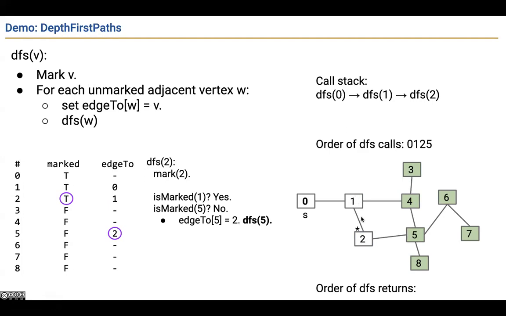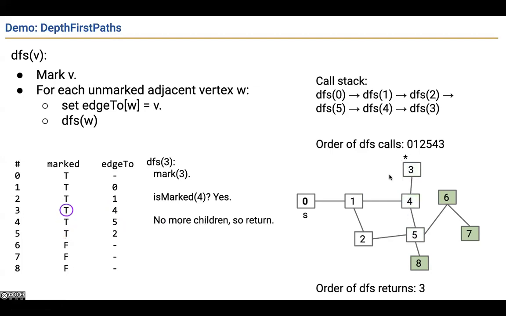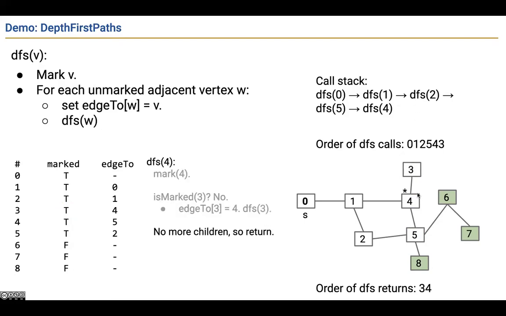So I look for the unmarked neighbors. It's just 5, so I go there. Reminder to myself, go back and finish DFS of 2 when I'm done. Every time I visit someone new, I write down how I get there. So here I am at 5. I go to 4. I go to 3. And it looks like I'm at a dead end. There's no more neighbors. So 3 is going to return. But remember, when 3 returns, I still have to call DFS of 4. I didn't finish that. So DFS of 4, that's also done.